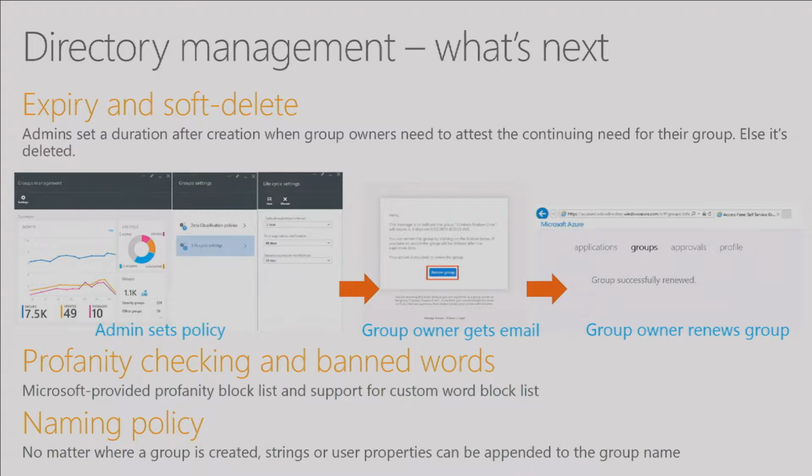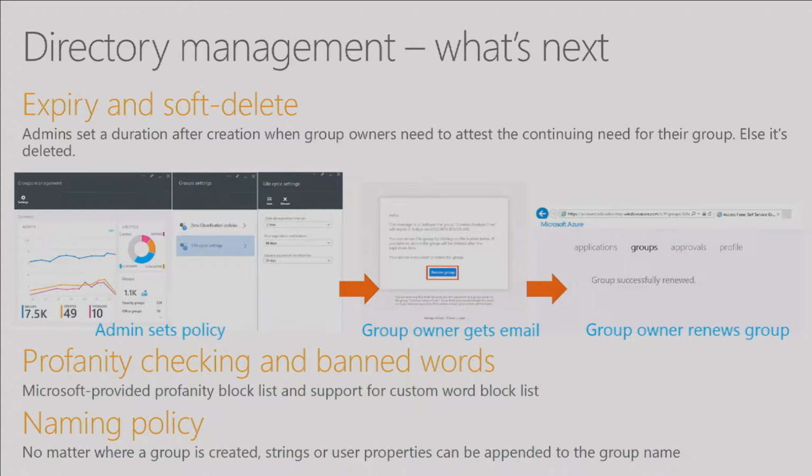How Expiry works is, as an admin, you can set up the lifetime of groups in my organization, let's say 60 days. And as a group nears that lifetime, the group owner is sent an email that says, hey, your group is going to be deleted soon because it's nearing the end of its life. Would you like to renew the life cycle on this group? And the group owner can click renew in the email, and the group is renewed. Or if they don't click renew in the email, the group is deleted.